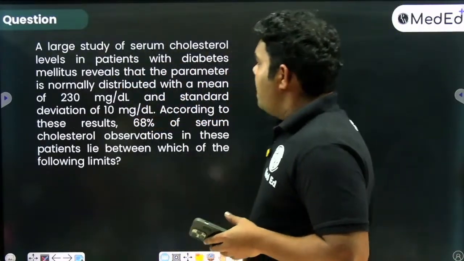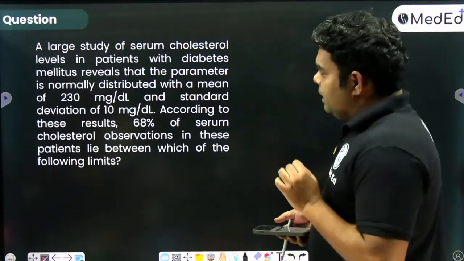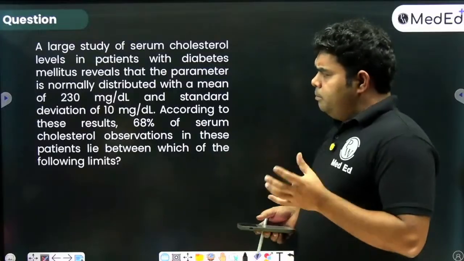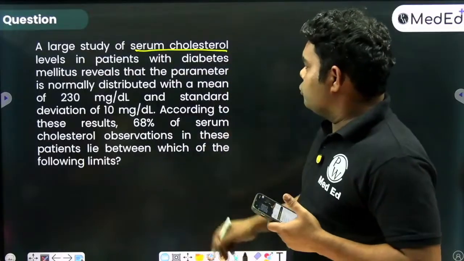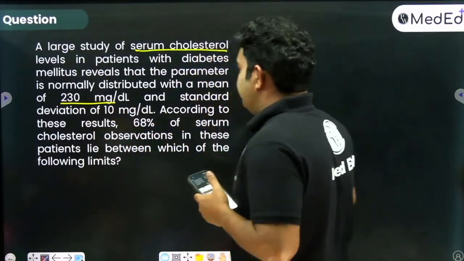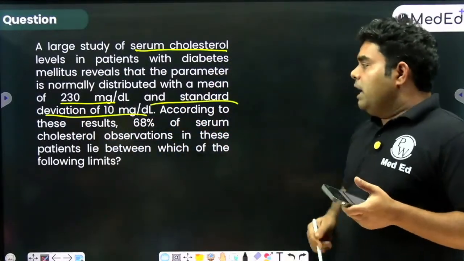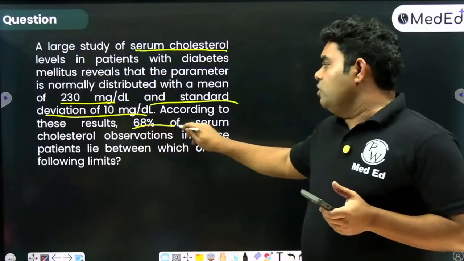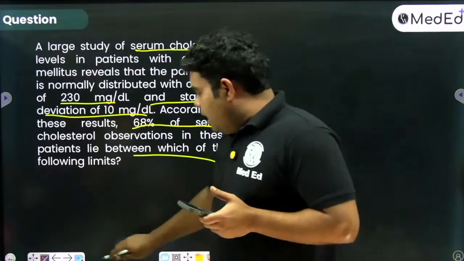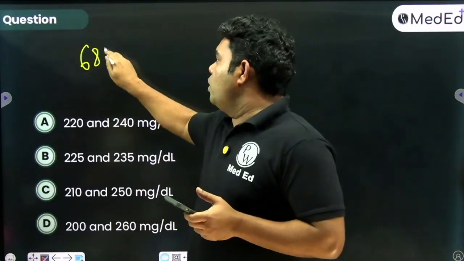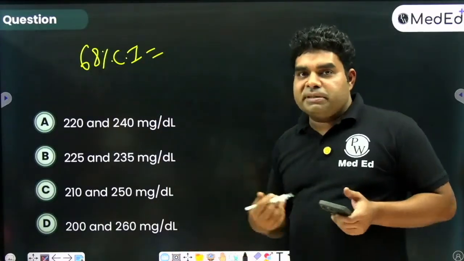Chalo, the next question is that there was a large study done on serum cholesterol level in patients with diabetes mellitus, and it tells that the serum cholesterol level is normally distributed. Mean serum cholesterol is 230. Standard deviation is 10. So they have given mean and standard deviation. Now they are asking, 68% of patients will have serum cholesterol between which levels. So they are asking about the 68% confidence interval. So can you calculate and tell me out of ABCD which will tell about the 68% confidence interval?